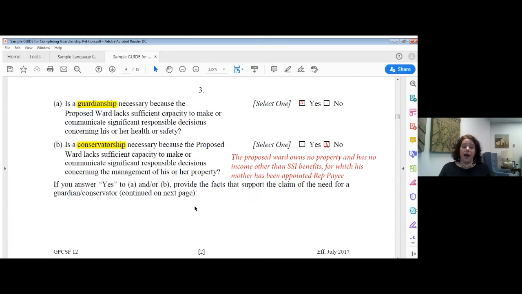Section B, if you did need a conservatorship, then you would say yes, that your child, again, here's that same sort of magic language, lacks sufficient capacity to make or communicate significant responsible decisions concerning the management of his or her property. So again, guardianship has to do with making health and safety decisions. Conservatorship has to do with the management of property. So on guardianship, we're going to say yes.